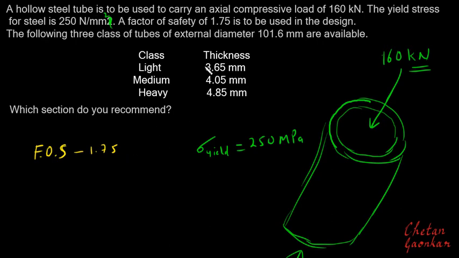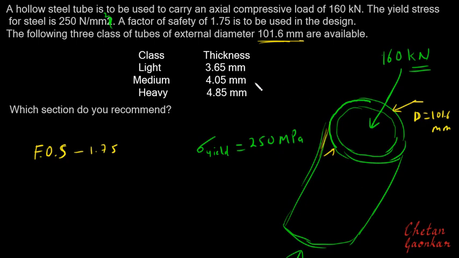The following three classes of tubes of external diameter 101.6 mm are available. Which section do you recommend? So basically this is a design problem. Our customer wants to use a hollow steel tube of external diameter 101.6 mm. Its function is to withstand the compressive load of 160 kilonewton, and its stress shouldn't exceed the yield stress of 250 Newton per mm square. He wants us to recommend which class of tube we should suggest.